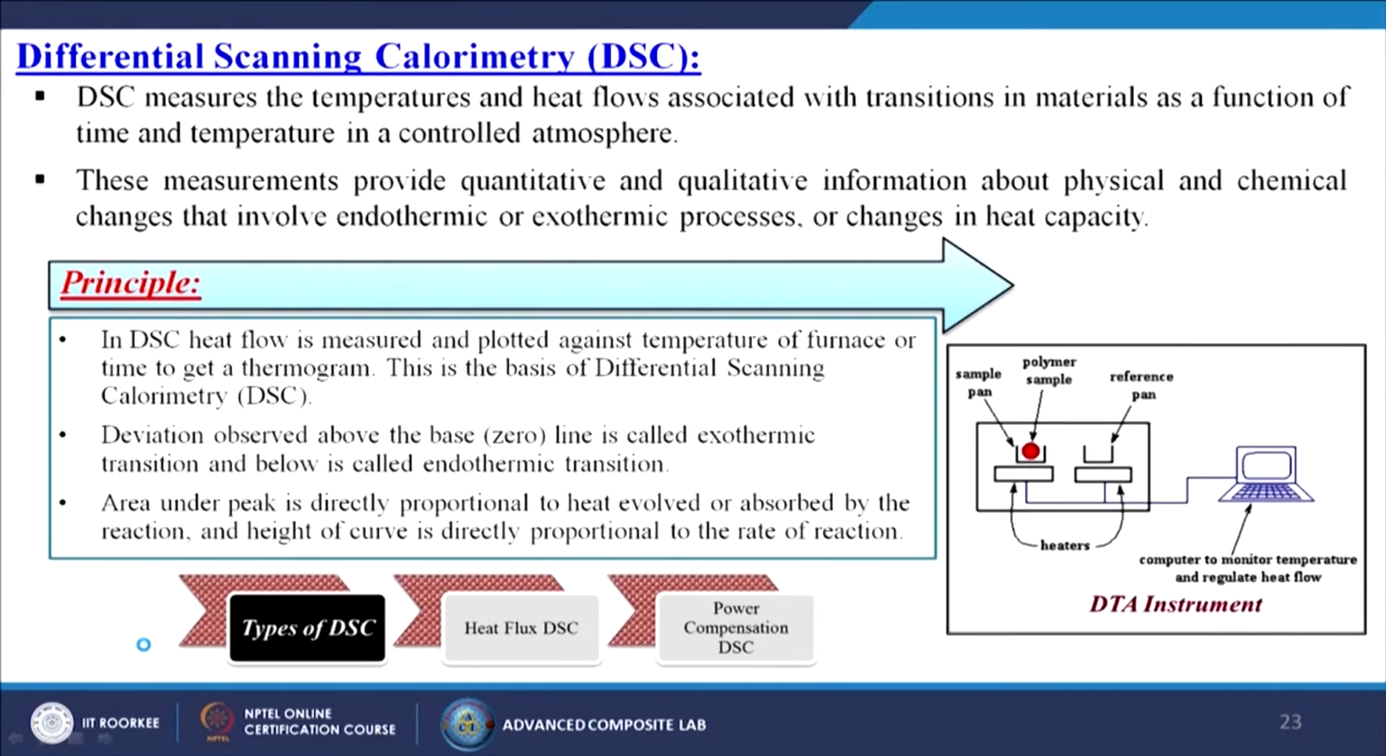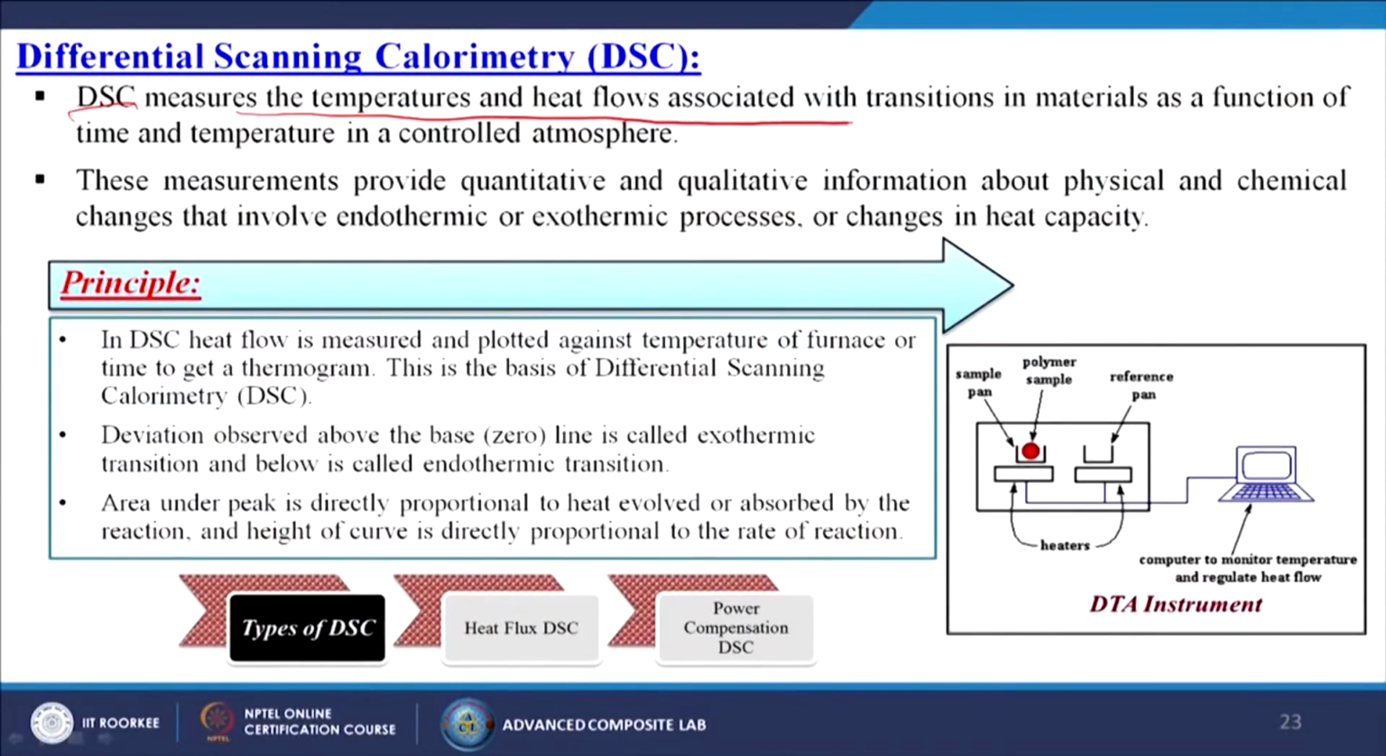Next one is the differential scanning calorimetry or DSC. So, DSC measures the temperatures and heat flows associated with transition in materials as a function of time and temperature in a controlled atmosphere. These measurements provide quantitative and qualitative information about physical and chemical changes that involve endothermic or exothermic process or change in heat capacity.